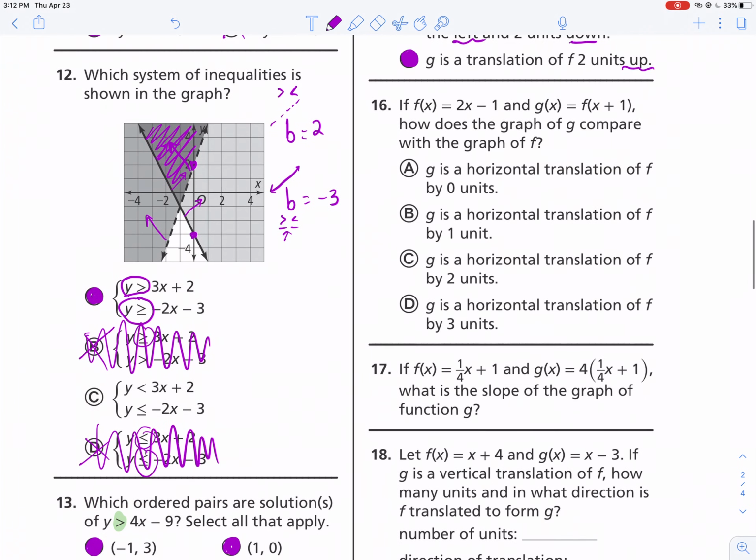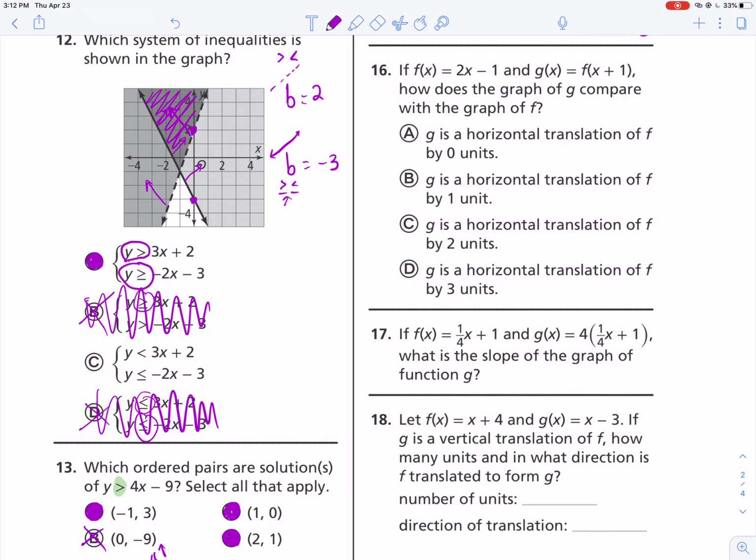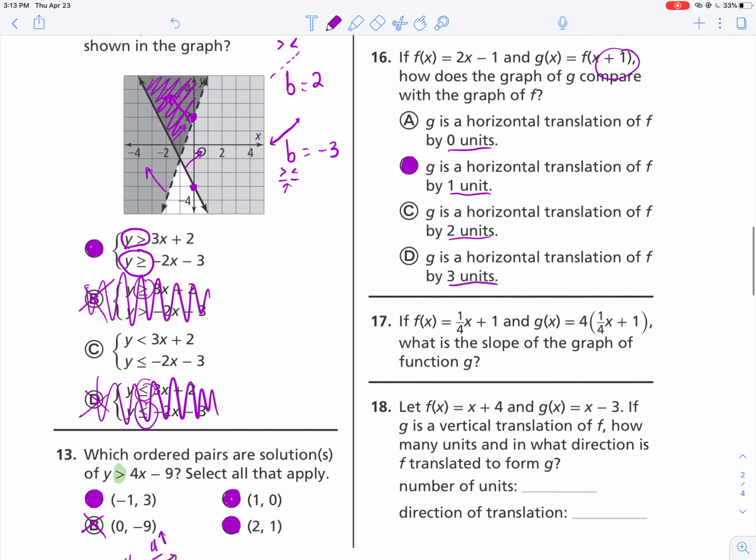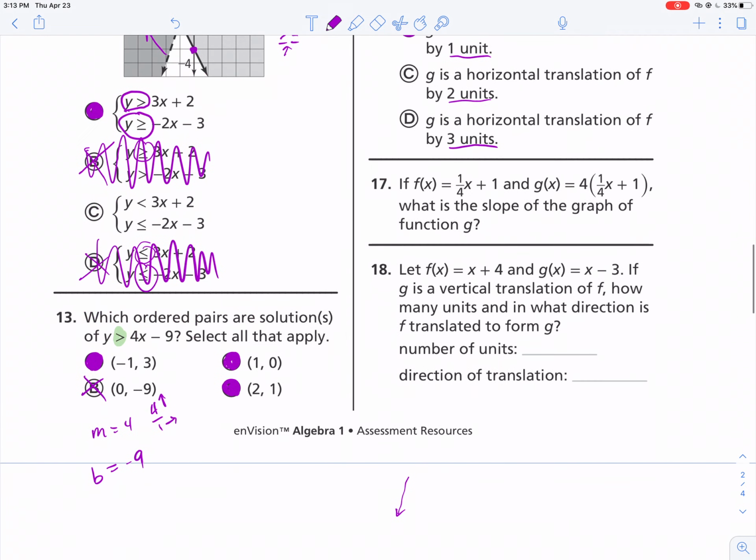Okay, and then if we look at number 16, if f of x is 2x minus 1, and g of x is that f of x, and then we add 1, what is it going to do? Is it going to be a horizontal translation of 0 units, 1 unit, 2, or 3? So if you think of it in this case, we'll think of what number we have circled. 1. So in this case, it's going to be 1 unit.